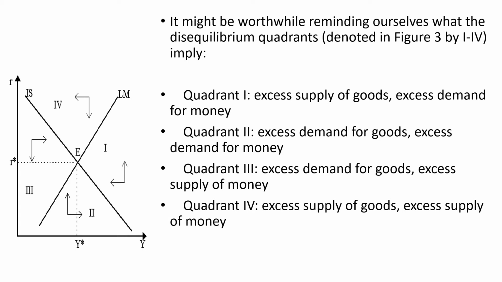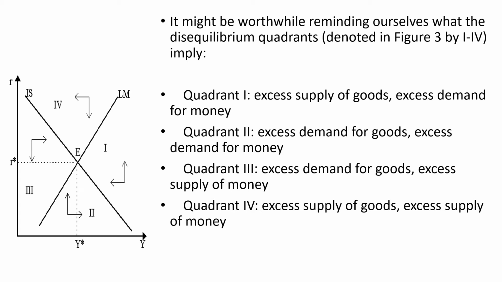Here we can see what will happen if the IS or LM shifts, or what would happen if there is a change in the equilibrium. If there are any changes in the economy, it can shift either the IS or LM, either backward or forward, meaning either left or right. It will change the initial equilibrium point or initial equilibrium position.